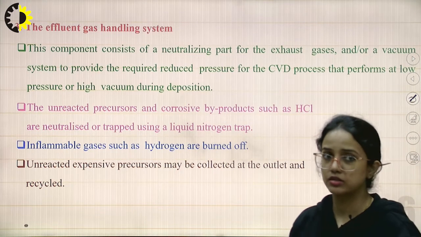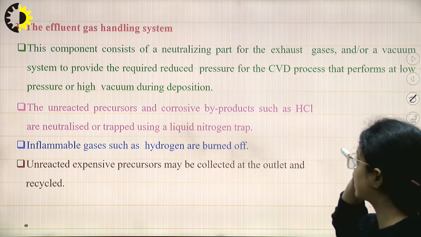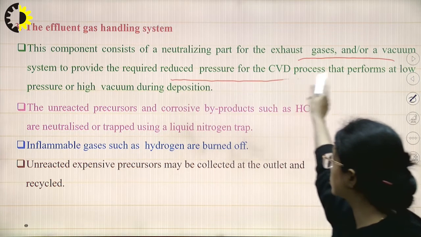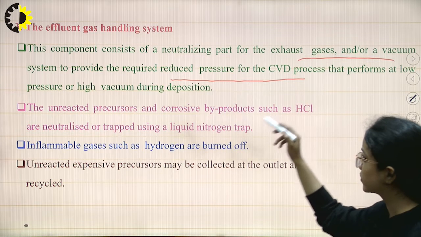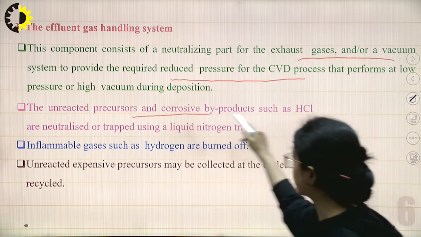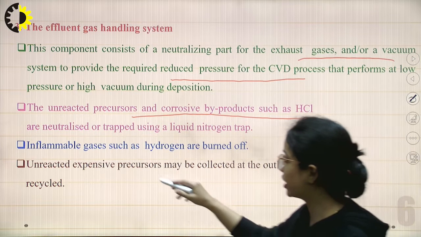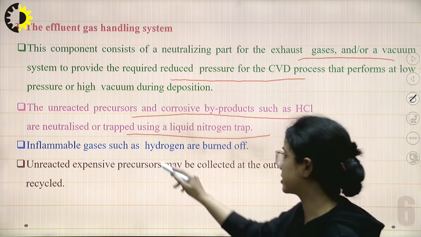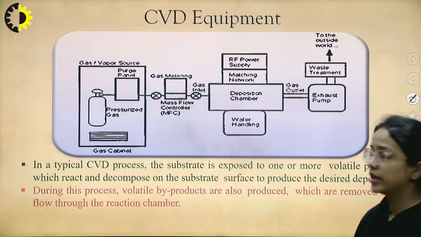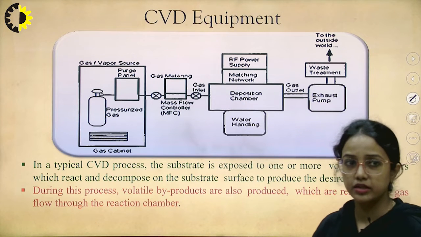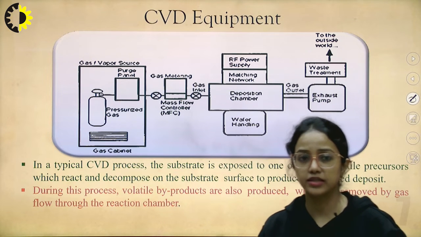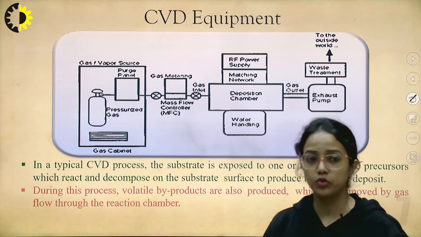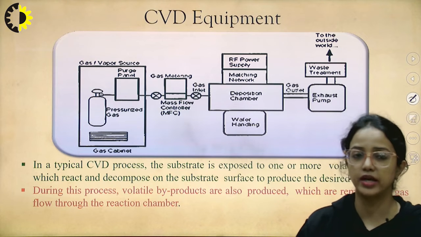The effluent gas system component consists of a neutralizing part for the exhaust gases and a vacuum system to provide the required reduced pressure. The unreacted precursors and corrosive byproducts such as HCl are neutralized by trapping in a liquid nitrogen trap. Inflammable gases like hydrogen are burned off. In a typical CVD equipment, the substrate is exposed to one or more volatile precursors which react and decompose on the substrate surface to produce the desired deposit.